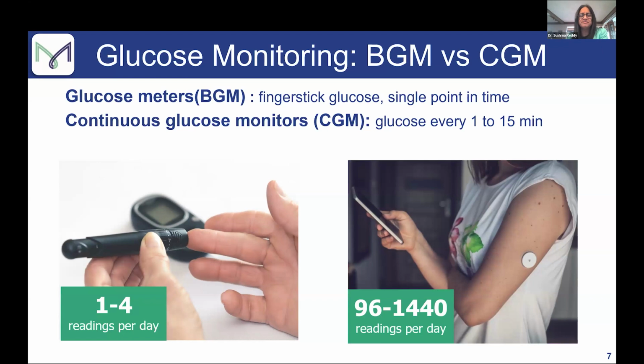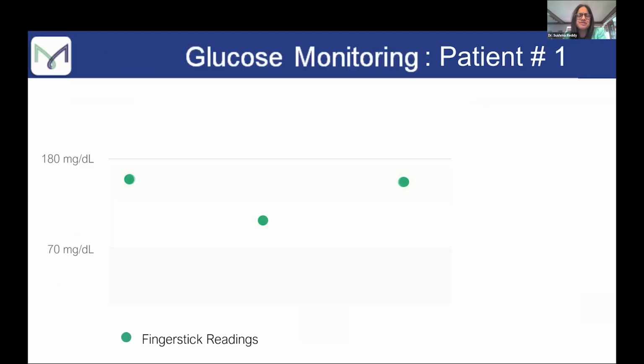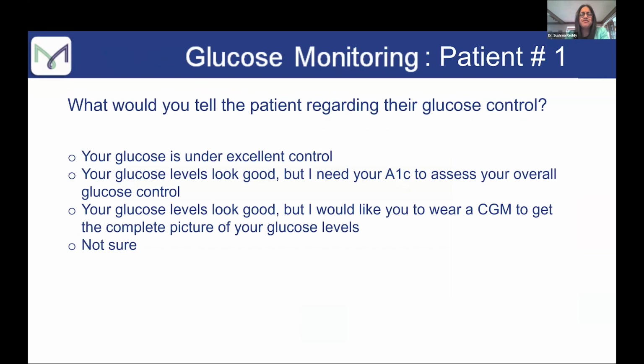Like if they eat something, they know what happened. So let's take a look at this patient. This is a patient who comes into your clinic, brings in these readings, and you're like, wow, this looks pretty good, 70 to 180. So question for you now, this is your first poll. What would you tell the patient regarding their glucose control?